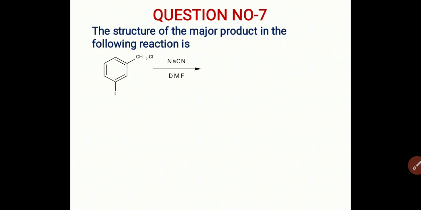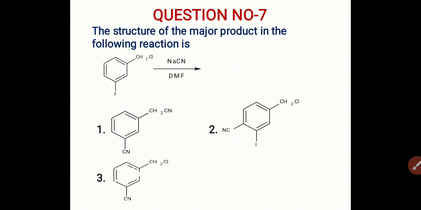In case of question number 7, you see, the structure of the major product in the following reaction. So this structure is given, NaCN and DMF is given, and the reactant. The options are given like this. So these are the 4 options mentioned. Clearly see that option, right?